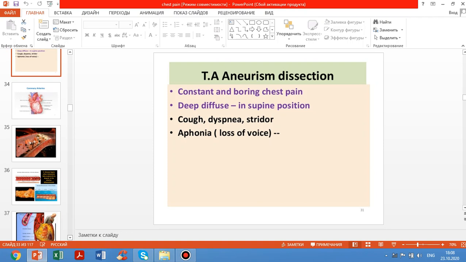In this slide you can see symptoms of thoracic aortic dissection. Constant, overpowering chest pain, deep and diffuse in supine position, cough, dyspnea, stridor, aphonia, loss of voice.